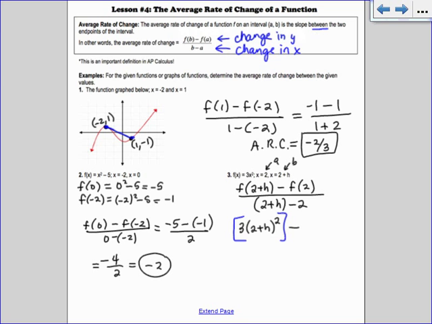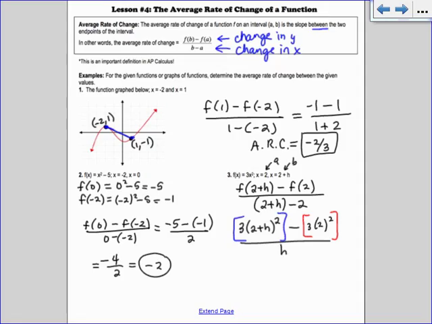Then we're going to have minus. Now we want f of 2. Well, that's going to be 3 times 2 squared. That is the second part of it. And it's all over 2 plus h minus 2. Well, what is 2 plus h minus 2? Just h, right?